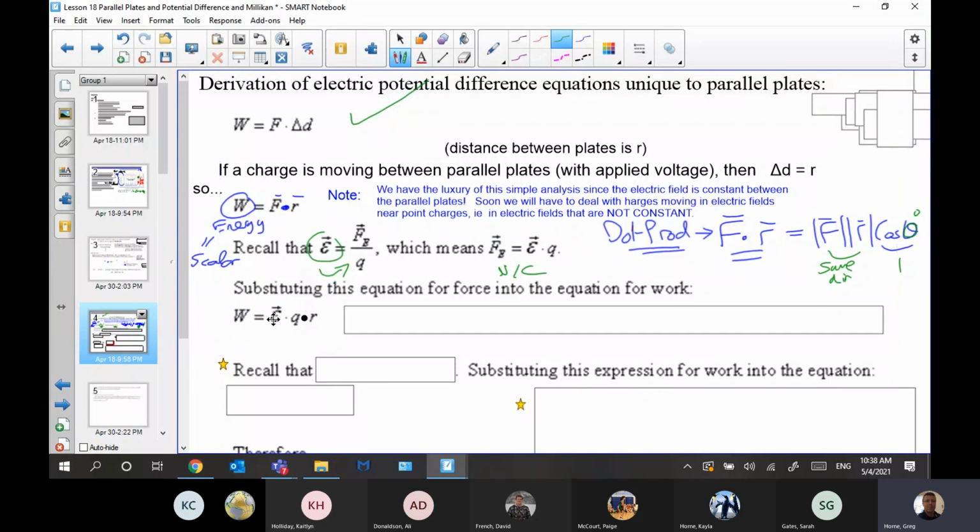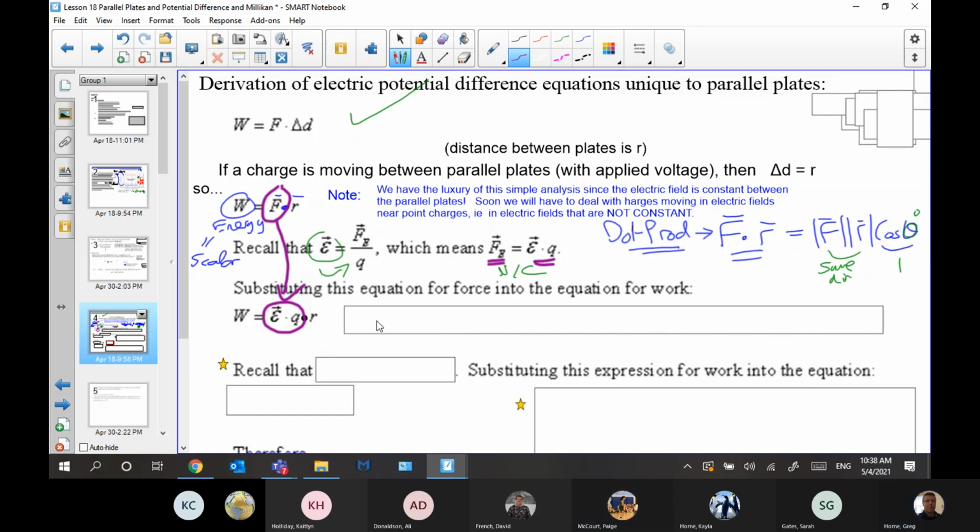Anyway, so the curly E times Q can go in for force, right? So just recognize there, that's what we've got. I'm gonna do it with purple. So we've got the force, there it is, because we know the force equals QE. Just to help you follow along with what's going on. So now we've got curly E Q R for work done so far.